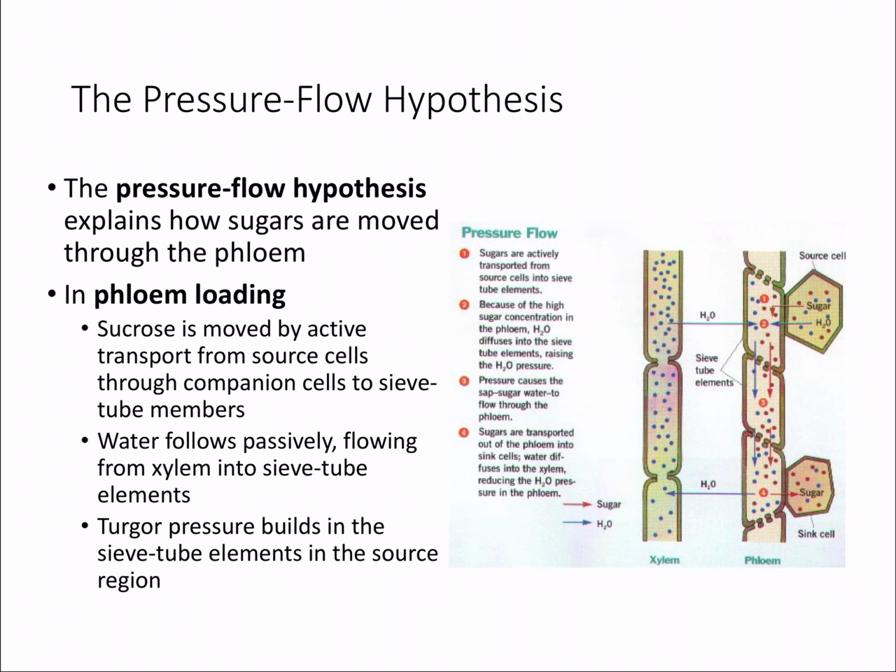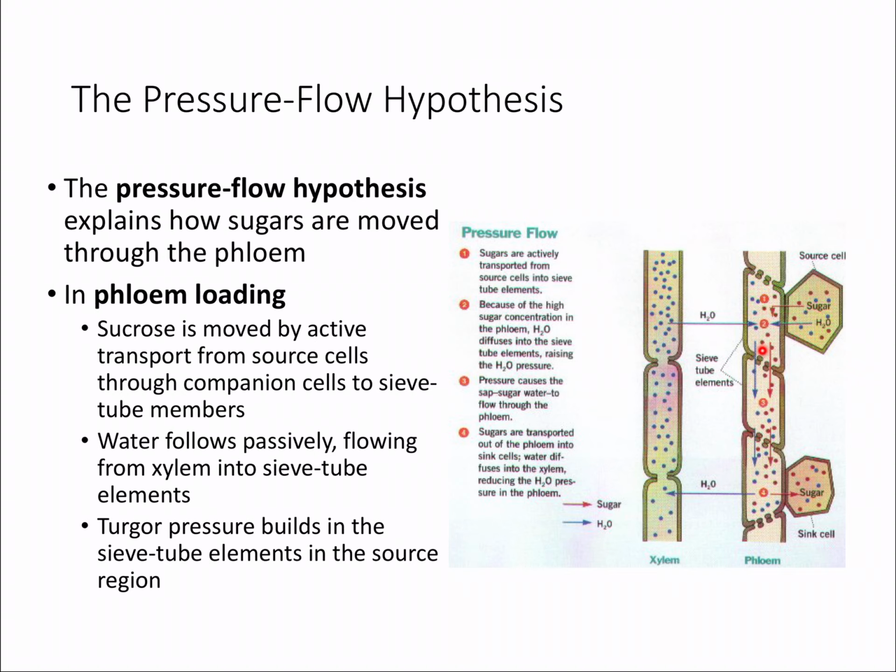All right, so pressure flow here is showing you step one: sugars are actively transported from source cells. Here's our source cell, so this could be in the leaves, into tube elements. In the tube elements, we've got a high concentration of sugar already. This is where we've got our sap and things like that. So energy is required to pump this sugar out into there.